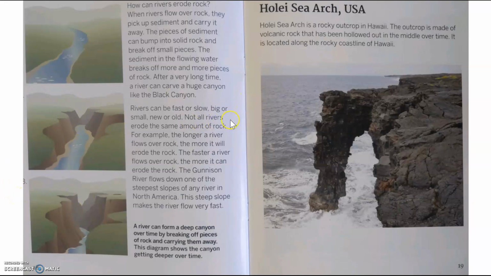Now, not all rivers erode the same amount of rock because, like we studied, time and speed can affect the amount of erosion. So the longer a river flows over rock, the more it will erode, and the faster a river flows, the more it will erode.